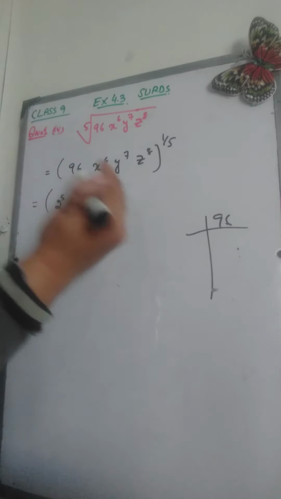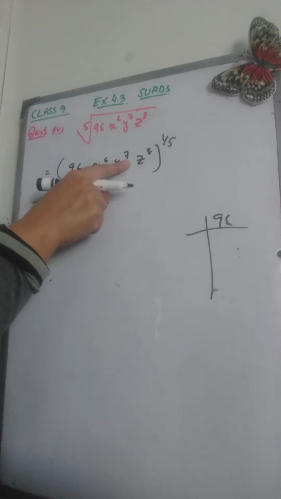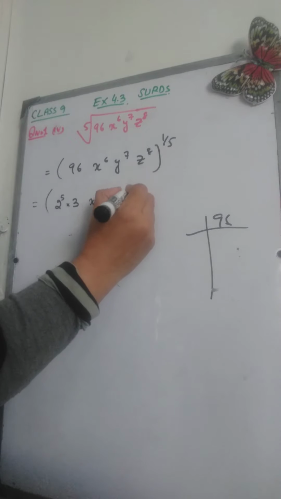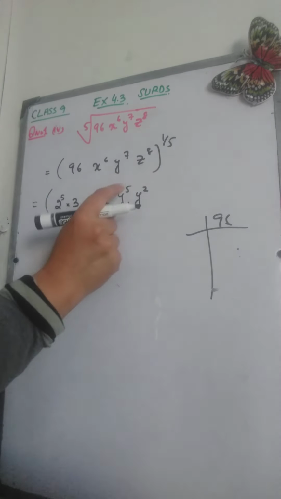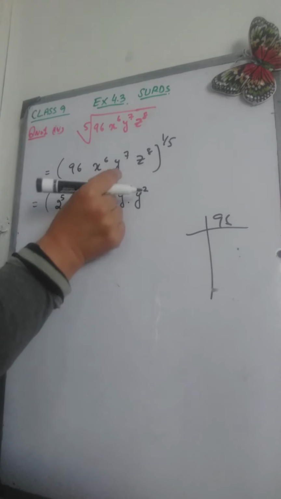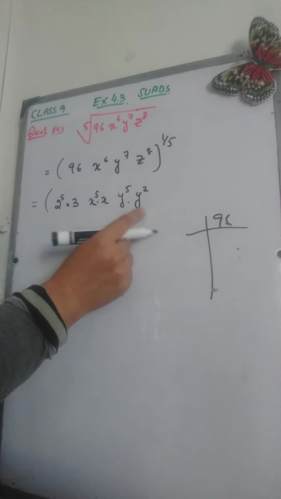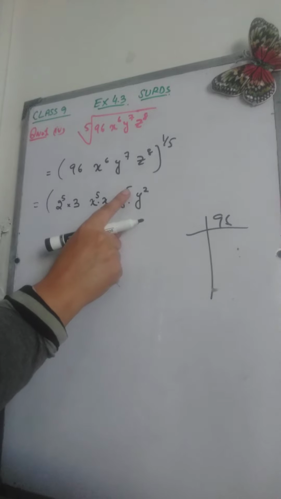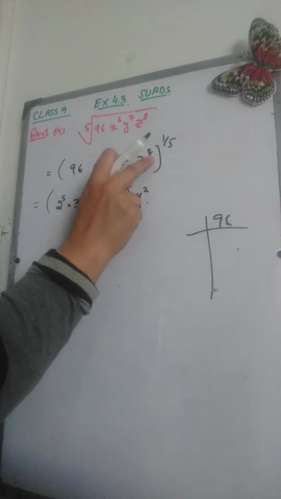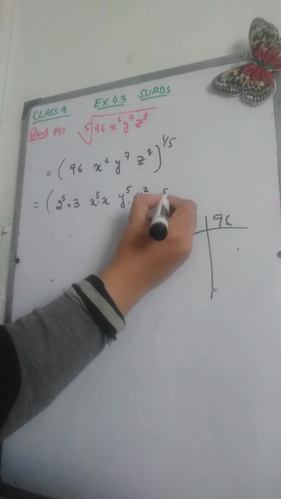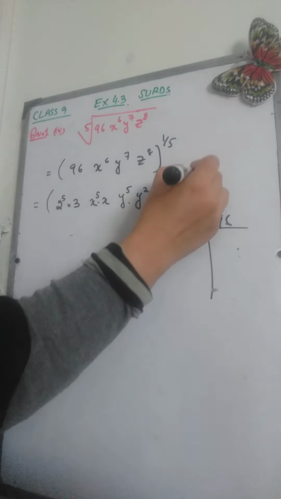Similarly, y raised to power 7 can be written by taking the nearest number which is divisible by 5. The nearest number to 7 which is divisible by 5 is 5 itself. So you are going to write y raised to power 5 into y raised to power 2, because 5 plus 2 is 7. You are going to split this power in the form of two numbers, so that one of the exponents is divisible by 5 and the other may not be. And z raised to power 8 can be written as z raised to power 5 into z cube.